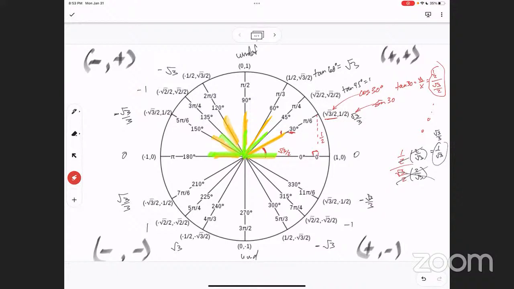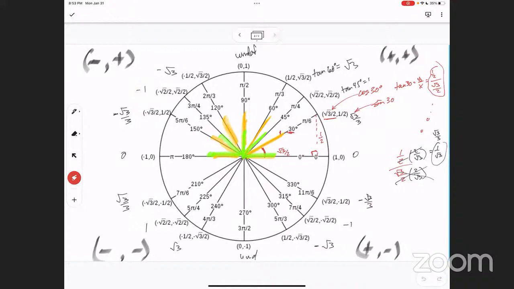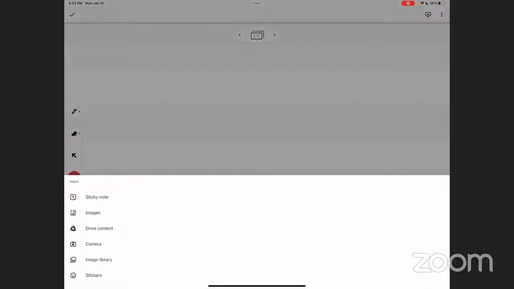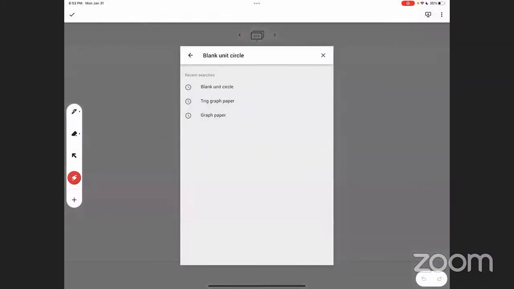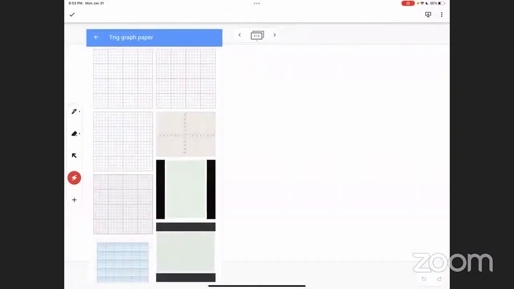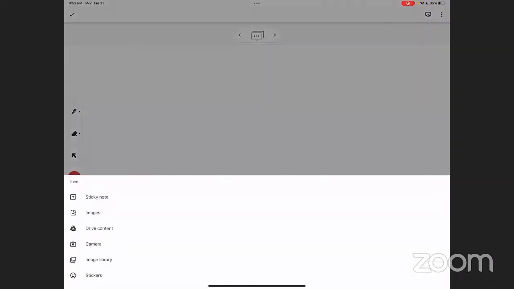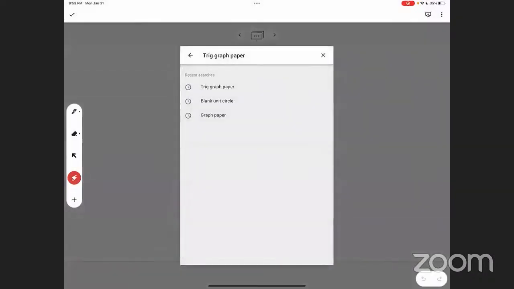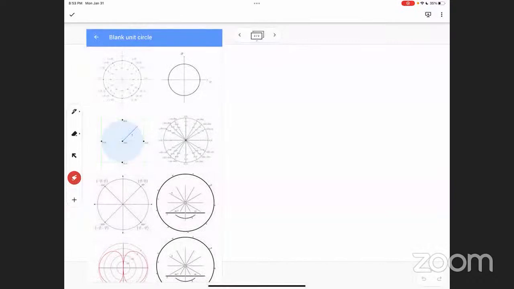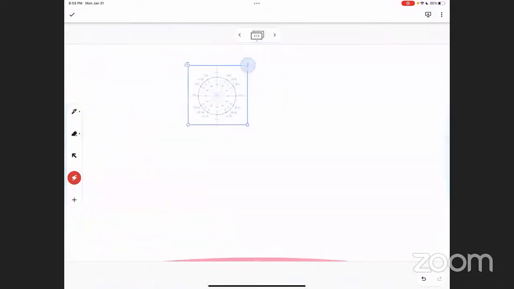And then you can also take this and convert it to the graphing itself, like how you graph these functions. If you take these values right here, let me show you, I'll do it real quick down here. If you take the blank unit circle, I'll put it up in the corner so you can see it.